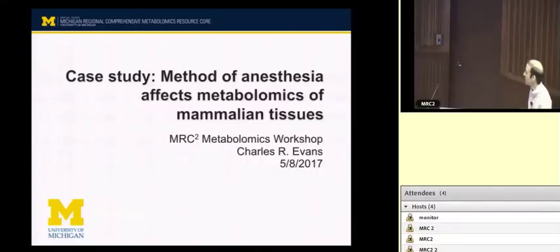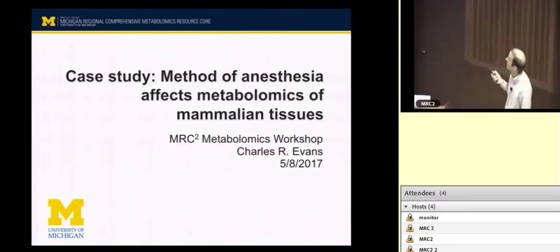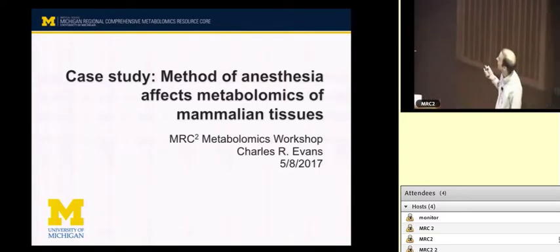Keep feeling free to interrupt me if you've got questions or anything, even if it's a little off topic. This is a very focused sort of case study here. We're looking at the effective method of anesthesia on metabolomics of mammalian tissues.